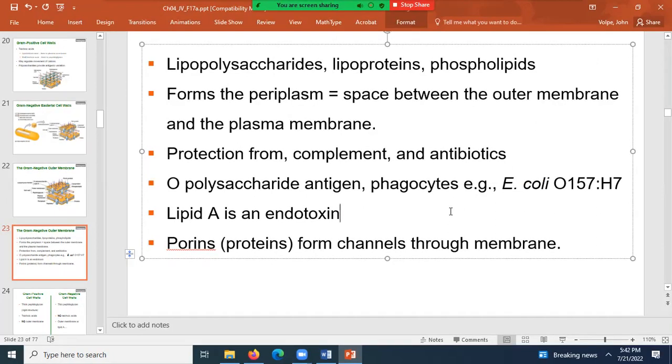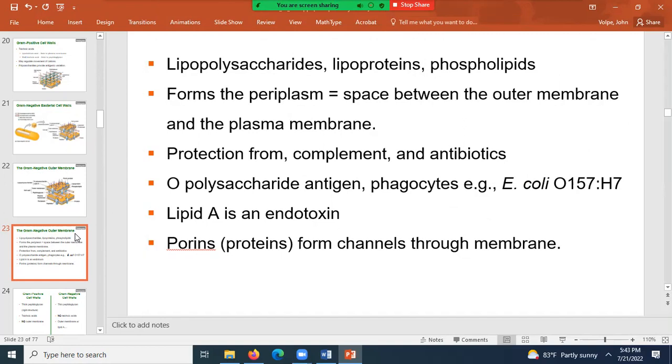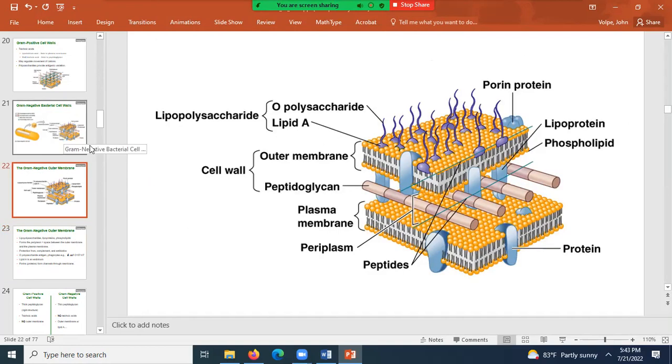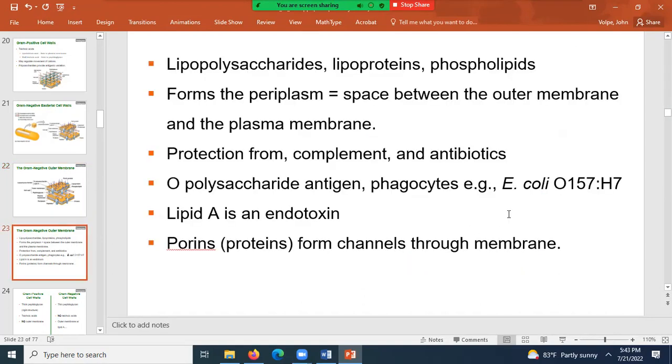And then the proteins in the gram-negative cell can give some antigens, such as when we talk about E. coli O157 and then H7. The O157 is from this O polysaccharide on the lipopolysaccharide, which is attached to the lipid A. Any question about any of that?